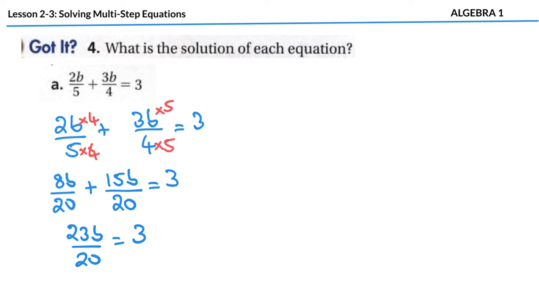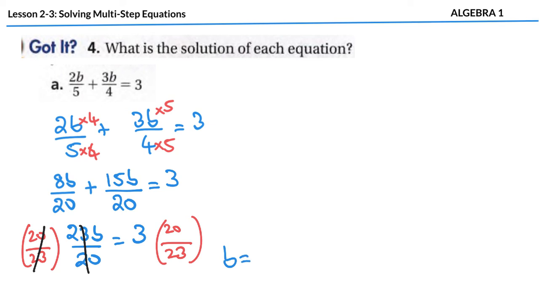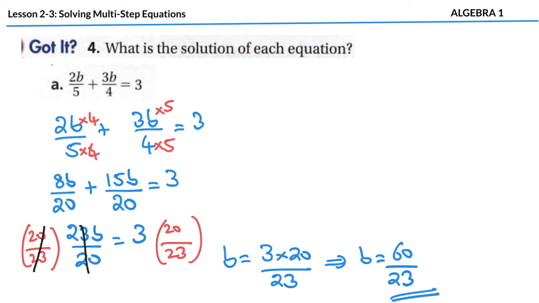Now how will I remove 23 over 20? I multiply by the reciprocal of it, which is going to be 20 over 23. 20 over 23, I cancel them. I am left with b is equal to 3 times 20 over 23. And that is going to be b is equal to 60 over 23. If you want, you can give it as a mixed fraction. So this is how you do fractions.